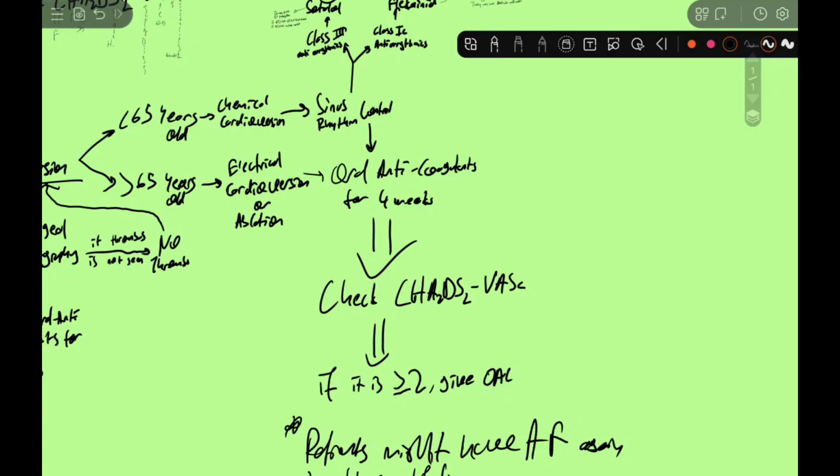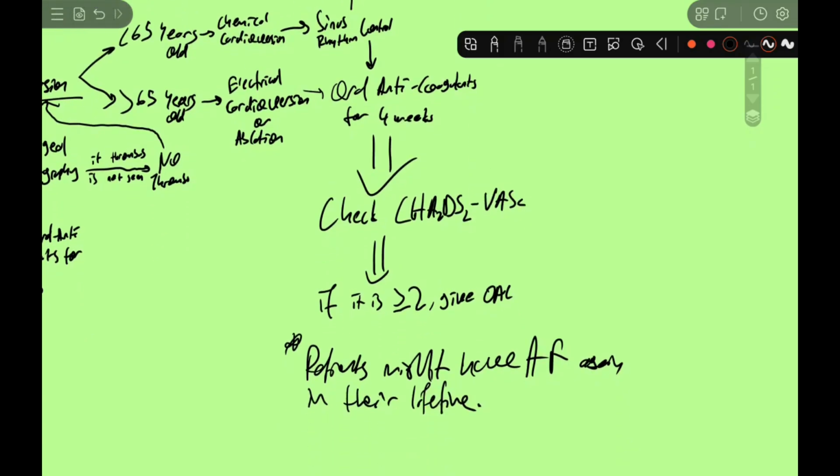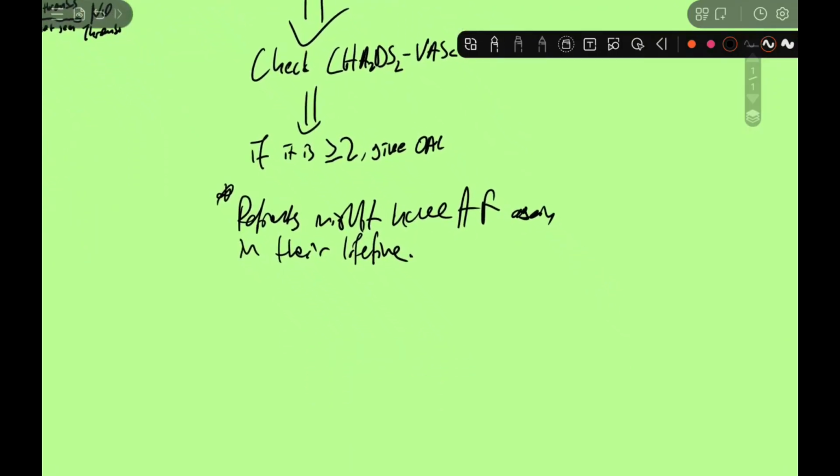Then we check CHA2DS2-VASc score again, and if it's more than 2 again, we usually give oral anticoagulants continuously. Because, as I said, patients might have AF again in their lifetime.